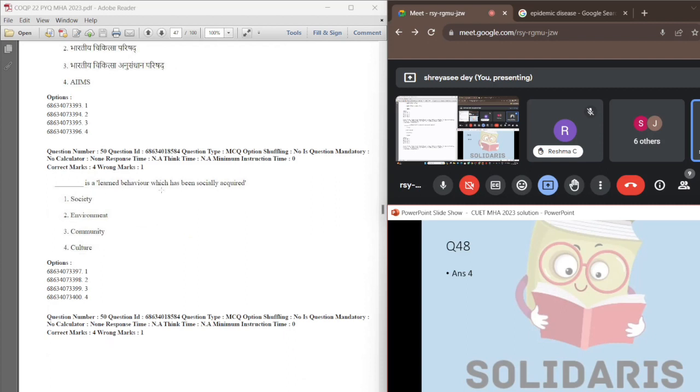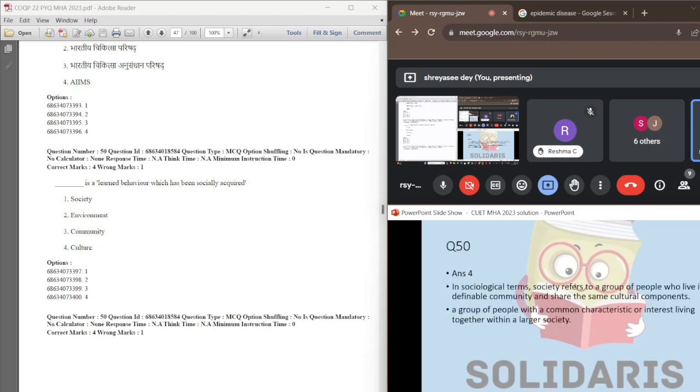Next question is question number 50. Blank is a learned behavior which has been socially acquired. The answer is culture. This is also a sociology question. Is this type of the sociology in society or something like that, do you have in your syllabus?